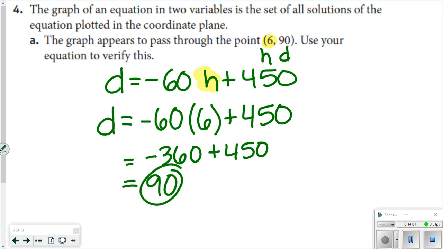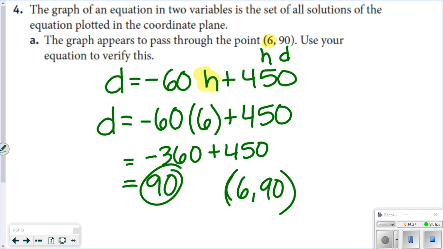And in fact, we get 90. So yes, when we plugged in a 6, we got 90. So we know that after 6 hours of travel, he still has 90 miles left to go. And if we look above at our table, 90 is on the table. If we look at our graph, 90 is a point in our graph.